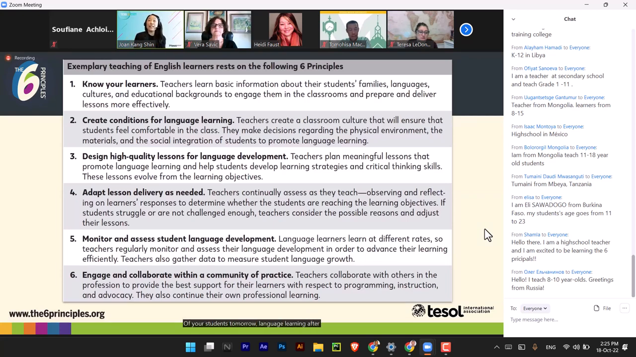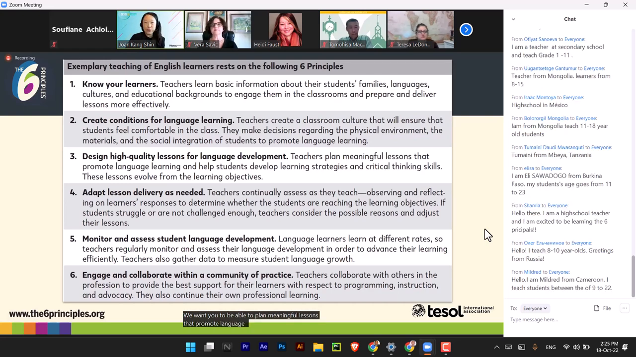After creating those conditions and knowing your learners, then you will be able to design high quality lessons for language development. So here we want you to be able to plan meaningful lessons that promote language learning and help your students develop learning strategies and critical thinking skills. And of course, the lessons involve the learning objectives.